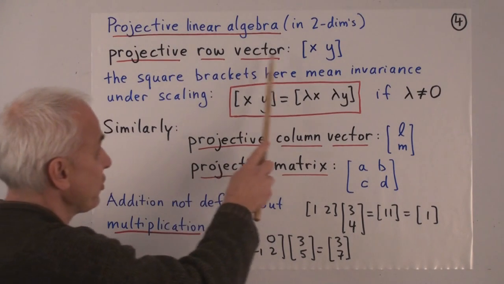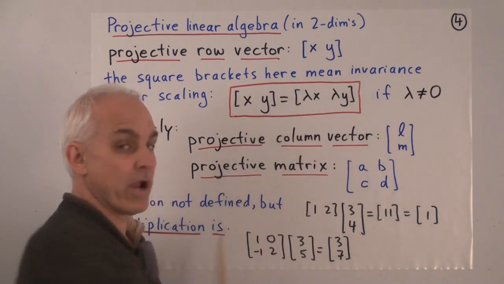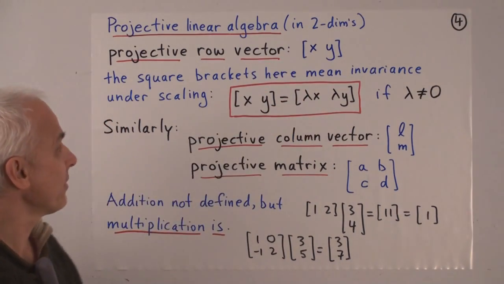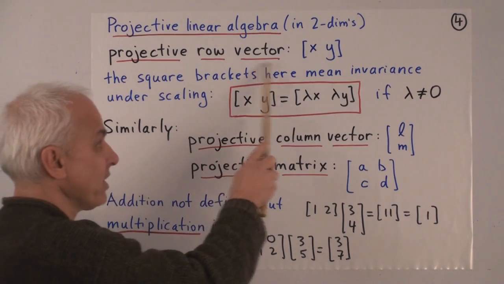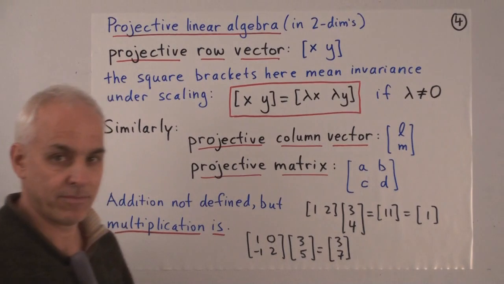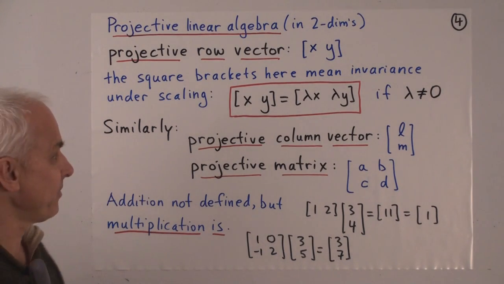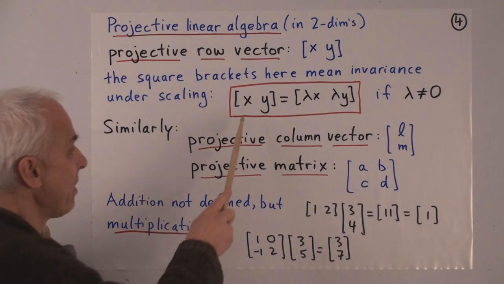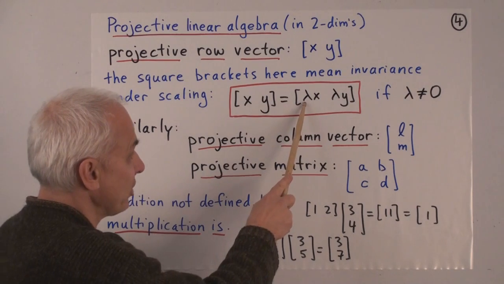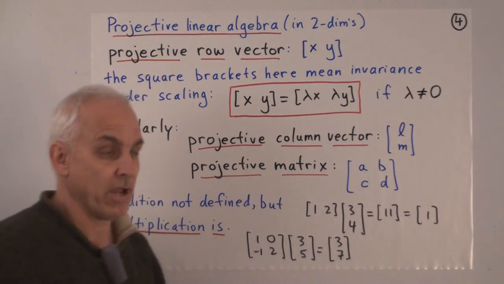So a projective row vector will be denoted by a pair x y enclosed in square brackets. But there's not going to be any comma. So a projective row vector is a pair of numbers in order with square brackets. The square brackets are telling us that this is a projective object, meaning that by definition the vector [x y] is the same as the vector [lambda x, lambda y], provided lambda is a non-zero number.